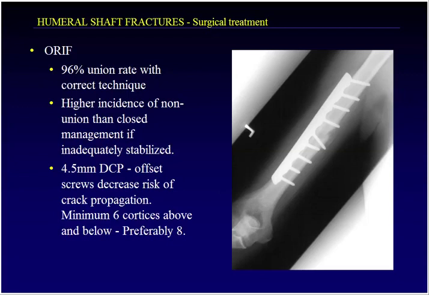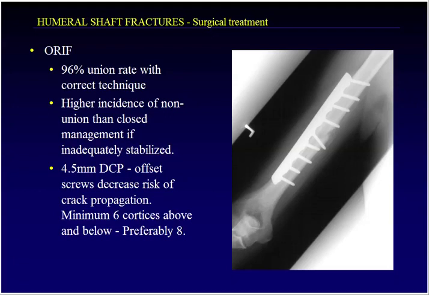ORIF is associated with a very high success rate if it's done properly, and that's the key component. You have to use the appropriate plate, you have to get adequate fixation, and, of course, a good reduction. If the technique is done properly, then you can expect greater than a 90% union rate. You need to use a 4.5 millimeter dynamic compression plate. Do not try to use a smaller plate, a 3.5 plate. You need to use a large fragment dynamic compression plate. Either the broad or the narrow 4.5 DCP will work.